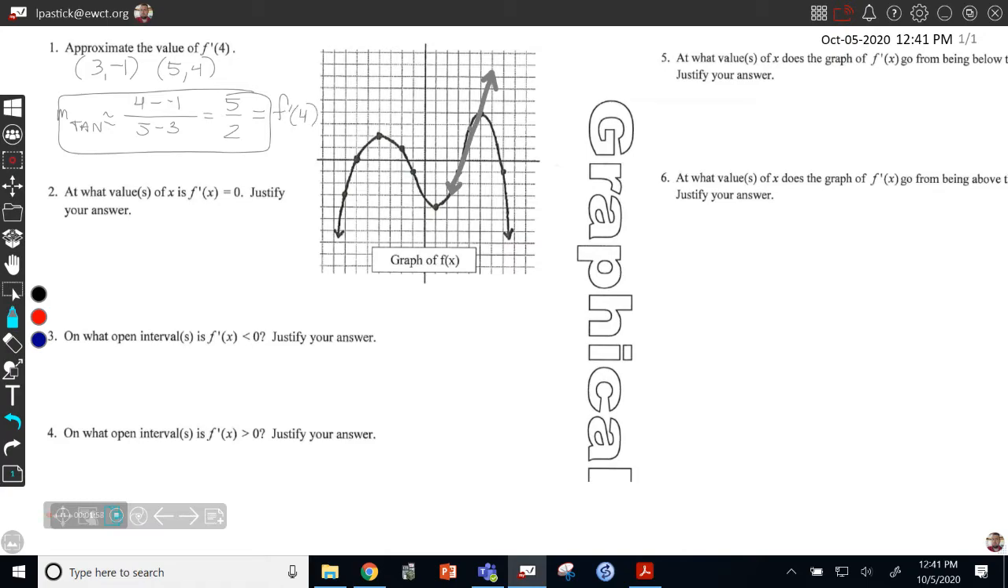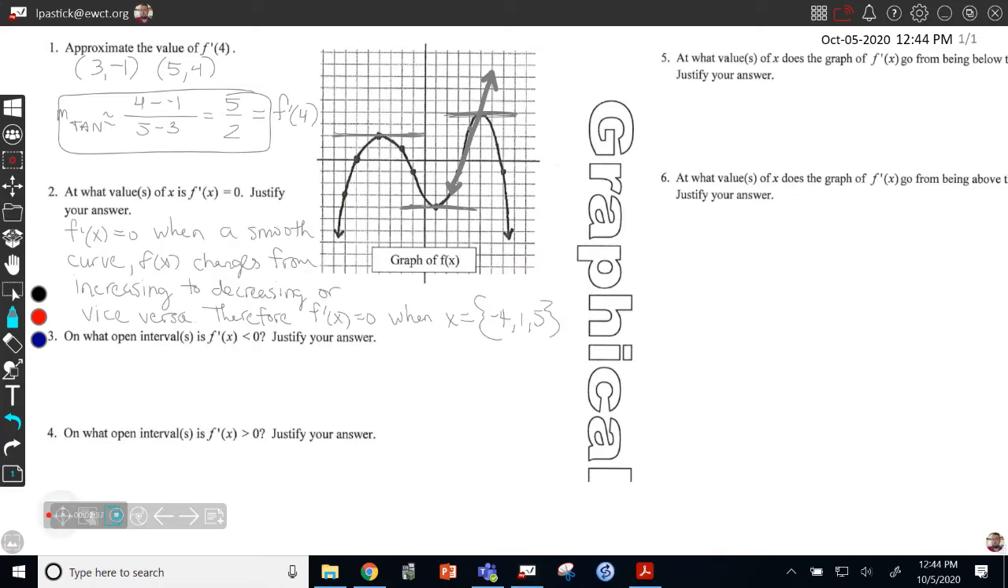Okay, so the next one says, at what values of x is f prime of x equals 0? f prime of x equals 0 means the derivative equals 0. If the derivative equals 0, that's the same as saying the tangent line slopes equal 0. So where would I draw tangent lines that have slopes of 0? I can see one here, that looks like one, and I can see one here. Those 3 locations are going to have a tangent line that has a slope of 0. So those are the 3 locations where f prime of x equals 0.